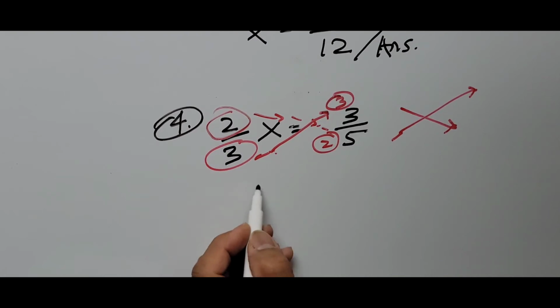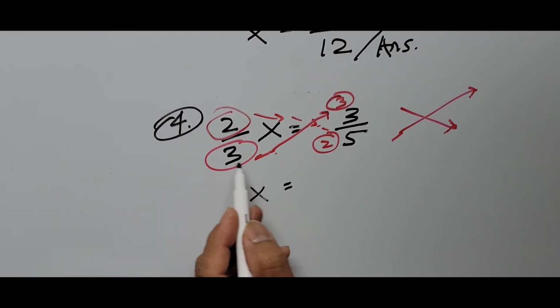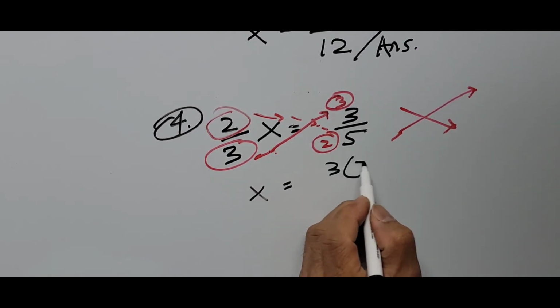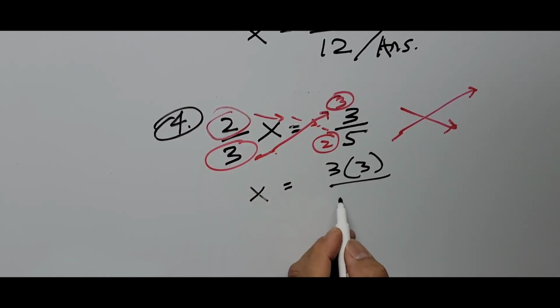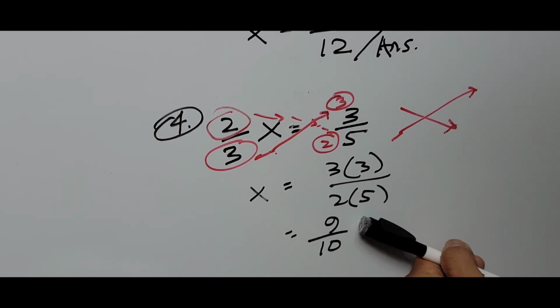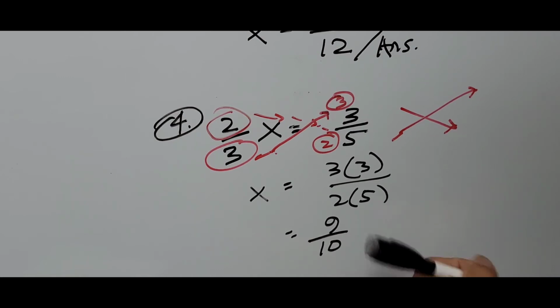We have just x on the left side, and we have here the new numerator now. We have 3 times 3 divided by 2 times 5. So all we have to do is simplify. 3 times 3 is 9 divided by 2 times 5 is 10. Can you still reduce this to lowest term? Is it possible? No, that's the answer already. That's the lowest term. 9/10.